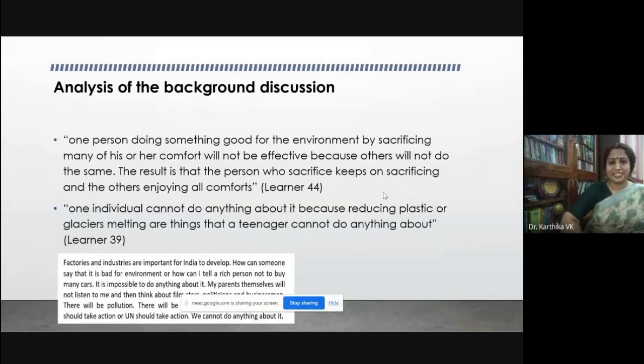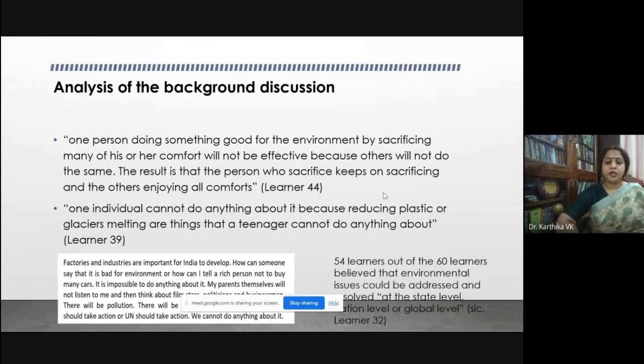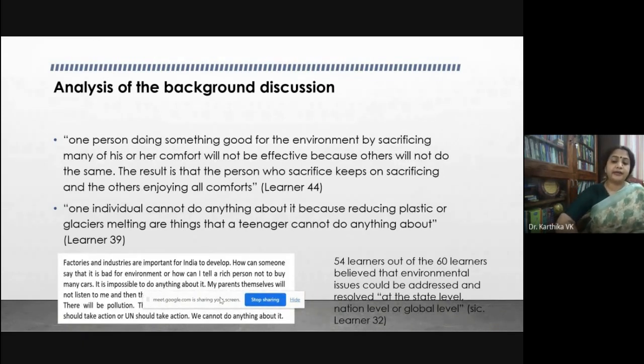You look at the phrasing of it, he was very good in saying that he cannot do anything and he's not interested in anything. 54 learners out of the 60 learners believed that environmental issues could be addressed and resolved at the state level, nation level, or at the global level. And this bit in quotes is from one particular learner. So only 6 learners had some positive aspects towards yes, we can do something. Everybody else, so think about me, I was a person who believed that one person can make at least a slight change, and I was with 54 learners, that's a majority, who believed that nothing can be done.